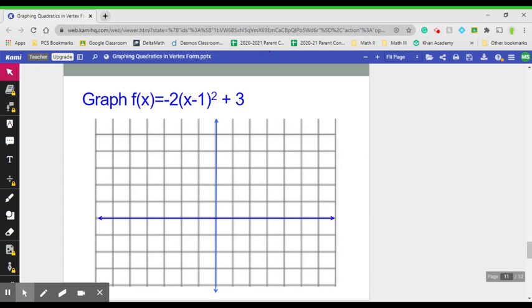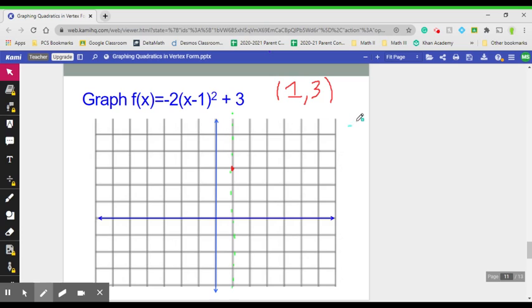Now we have -2 in front, so that's going to be a different sort of graph there. And so first, just like always, we're going to do our vertex. Opposite of this -1 is 1, and then 3 will give us 1, 3 right here. And we're going to draw our axis of symmetry directly down through our vertex, the middle of our parabola. And we're going to use our y-intercept and -1 for this.